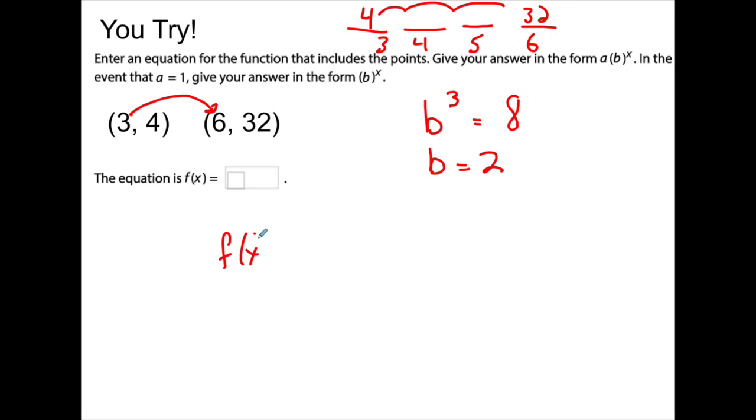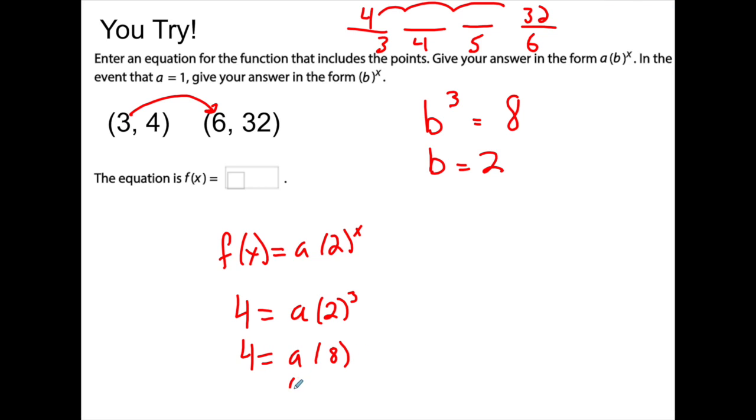So f of x equals a times 2 to the x. So let's plug in 3 because I'd rather do to the power of 3 than the power of 6. So 4 equals a times 2 to the 3. 2 to the 3 is 8. So 4 equals a times 8. Divided by 8. And a equals 4 over 8, which is 1/2. So f of x equals 1/2 times 2 to the x. Let's check that with 6. So you do 2 to the 6, 2, 4, 8, 16, 32, 64. Half of 64 is 32.